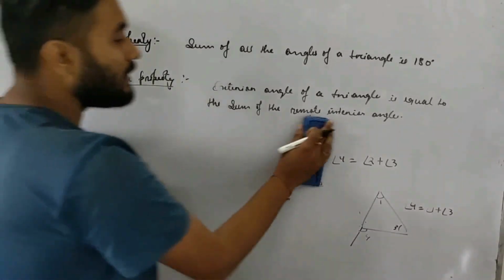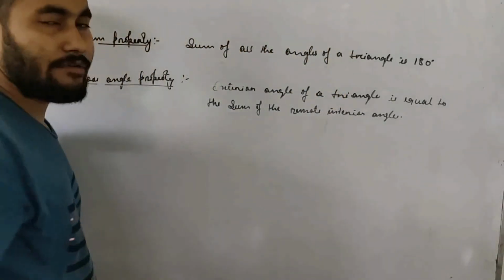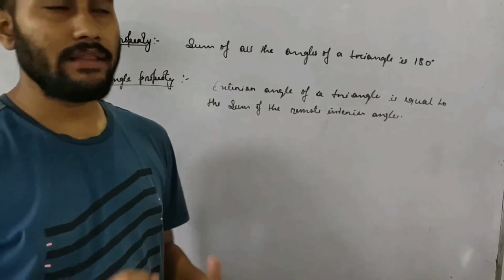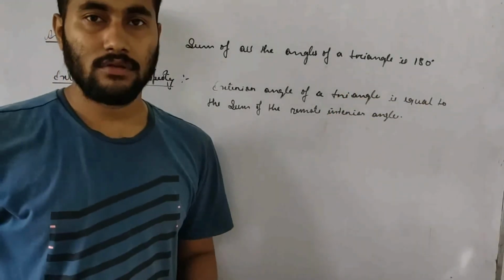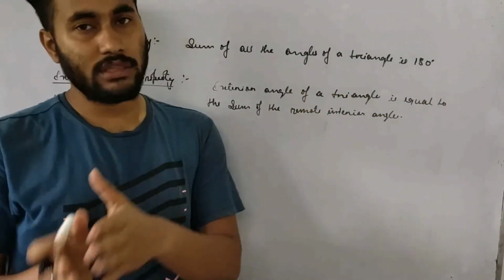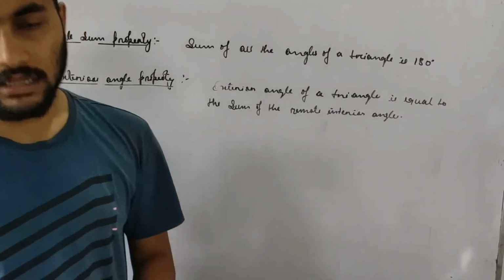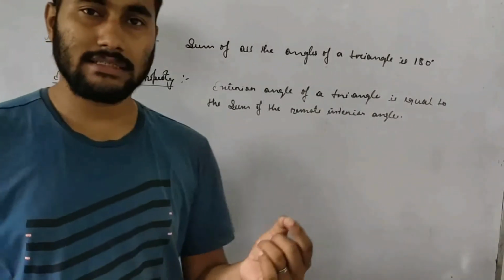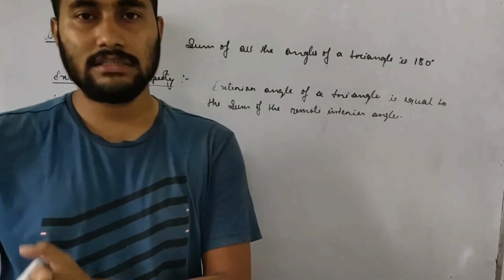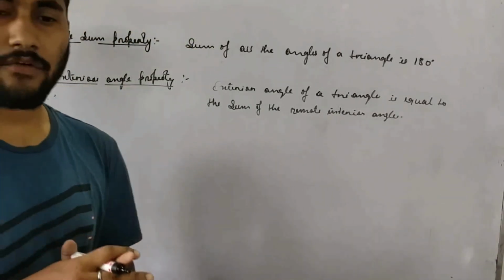How has this property come? In the next class I will show why 4 is equal to 1 plus 3, why that addition is there, and then we will start the exercise. This is a comparatively easier exercise except for one question. The questions are very easy in this exercise. So that's all for today's class. Thank you.